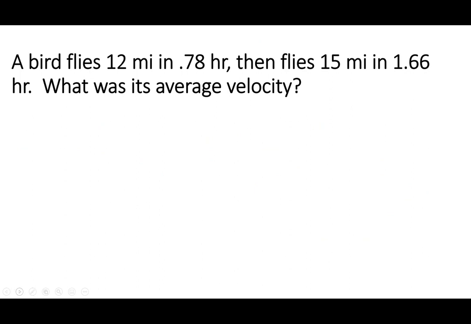This is our last one. Let's take a look. A bird flies 12 miles in 0.78 hours, then flies 15 miles in 1.66 hours. What is its average velocity? What's my formula for average velocity? That's x1 plus x2, total distance, divided by total time. Which one's x1? That's x1. Which one's x2? That's x2. Which one's t1? Which one's t2?